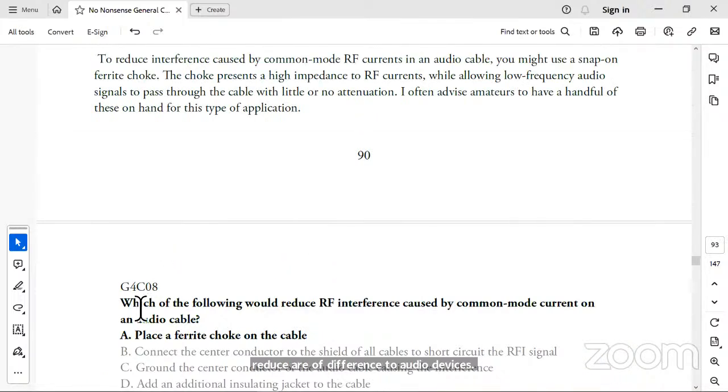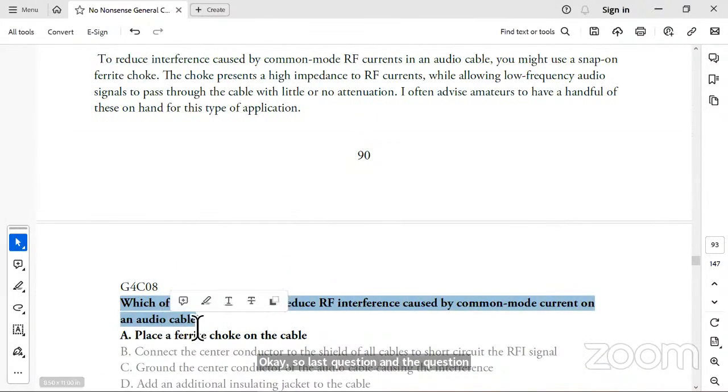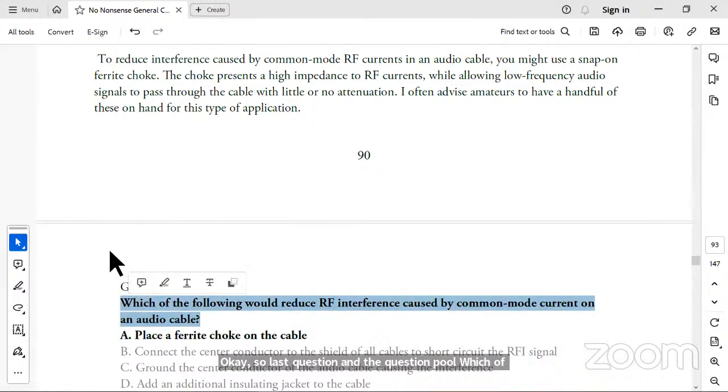Okay, so last question in the question pool. Which of the following could or would reduce RF interference caused by common mode current on an audio cable? So the key here is common mode current. So that's a ferrite core. So we place a ferrite choke on the cable.